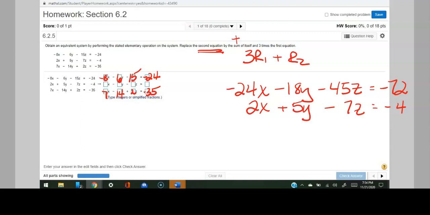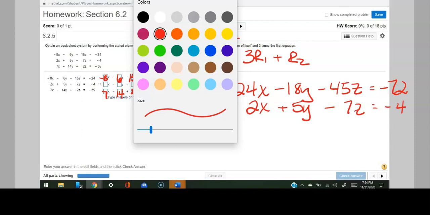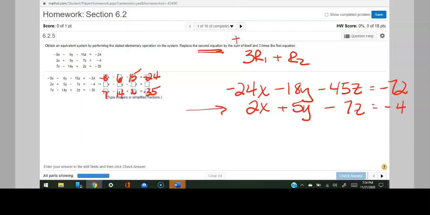I'm going to take the sum of itself. So I wrote the second equation and three times the first equation. So I rewrote the first equation. So now when I add those, let's use purple. Okay, so I get a negative 24x and 2x gives me a negative 22x. So over here, I'm going to have a negative 22.